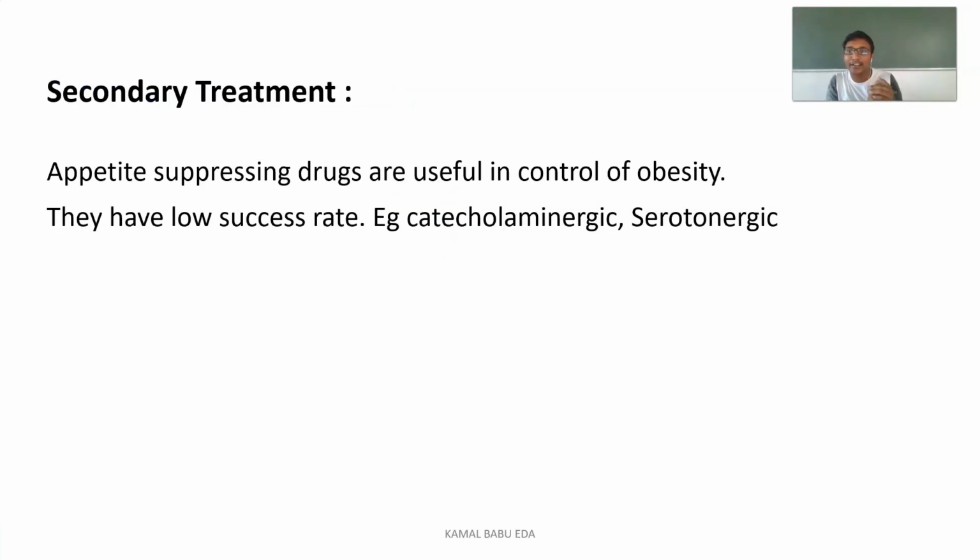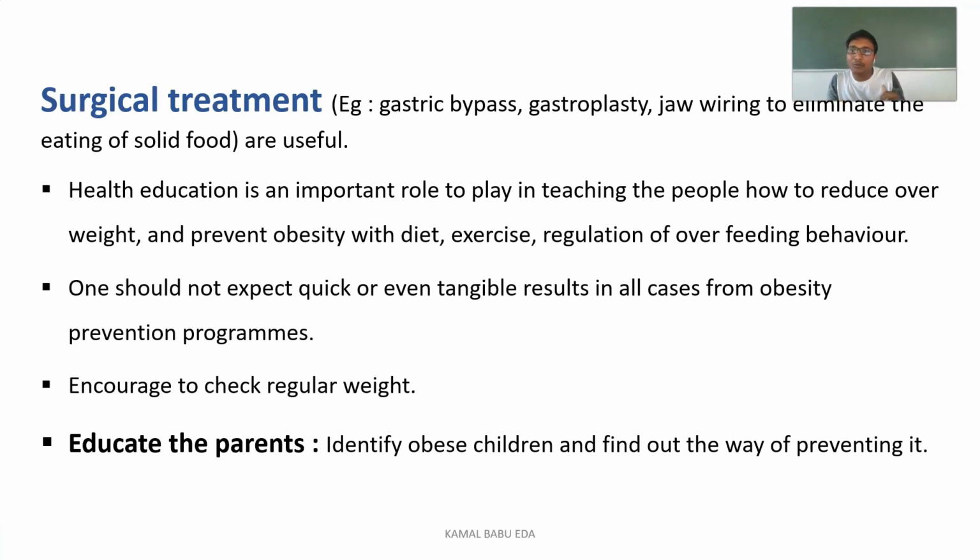Next, we have secondary treatment patterns, such as control of obesity by taking appetite suppressing drugs, for example serotonergic drugs. The success rate for these drugs is very low compared to dietary patterns and physical exercise. Now we will see the surgical interventions used to treat obesity. The surgeries include gastric bypass, gastroplasty and jaw wiring, mainly to eliminate the eating of solid food. These are some of the useful measures which help in reducing obesity in a person.